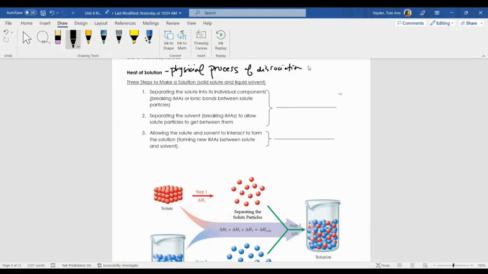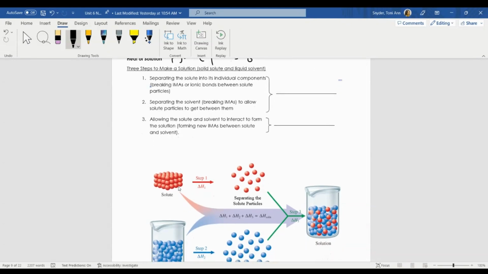The first thing that has to happen when I make a solution is that these solute particles have to separate from one another. In order for these solute particles to separate, that requires energy. So when I move all of these particles away from one another, that requires energy. So step 1 is an example of an endothermic process. We have to input energy in order to separate those solute particles from one another.